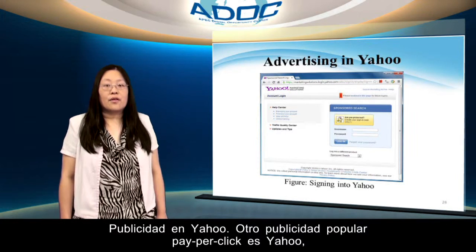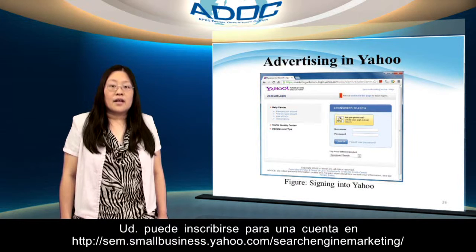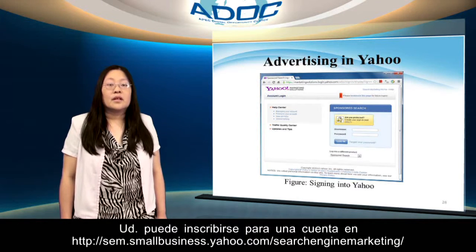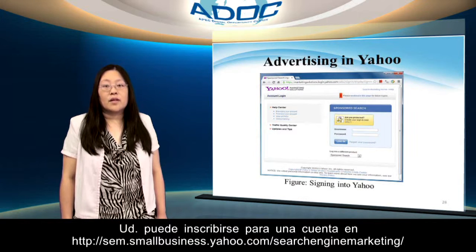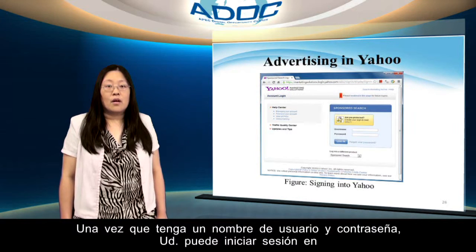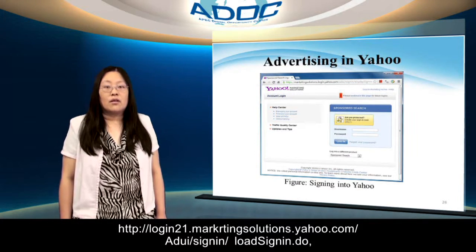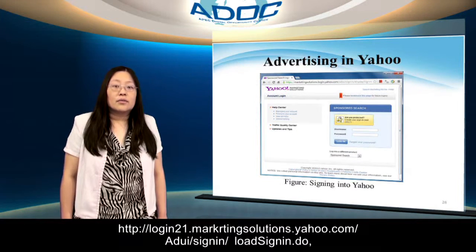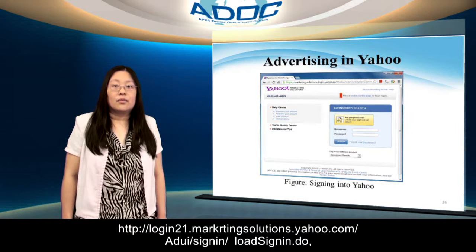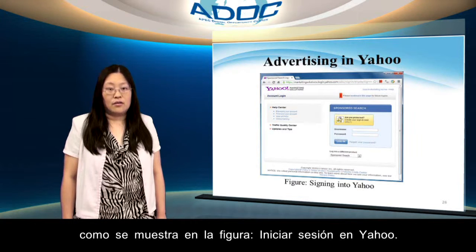Advertising in Yahoo. Another popular pay-per-click advertiser is Yahoo, and I've always gotten the impression that it's less expensive than Google. You can sign up for an account at http://sem.smallbusiness.yahoo.com, Search Engine Marketing. Once you have a username and password, you can log in at http://login.marketing.yahoo.com, as shown in the figure. Sign into Yahoo.